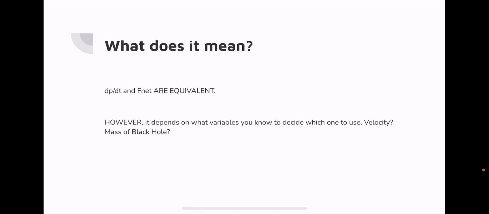So dp/dt and F net are equivalent. However, you need to know the mass of both the planet and the black hole in order to use F net, which you don't have. You're solving for the mass. So in order to reconcile this problem, we use dp/dt, which only requires the mass, velocity, and time. So they're not different, but they can be used differently depending on what variables you're given.